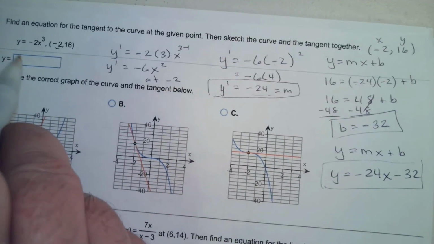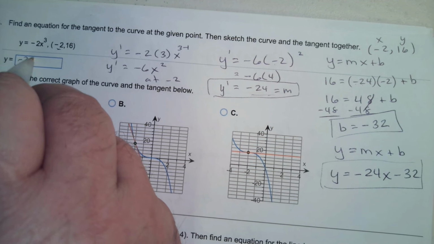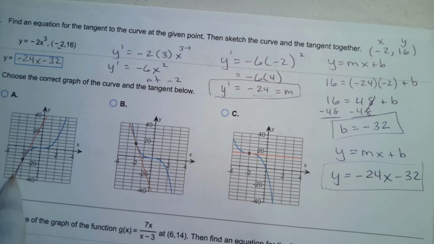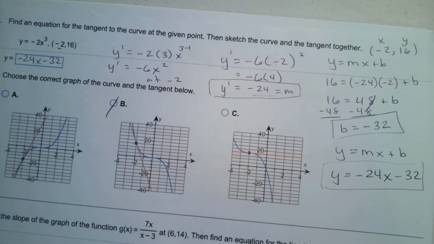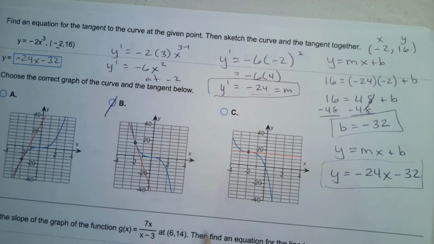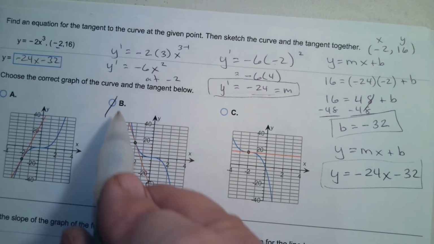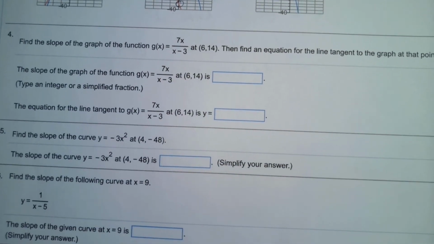So that goes in this box here. -24x minus 32. Now, since the slope is negative, that's not right. This is negative, that's horizontal, so it has to be b. Because the slope has to have a negative intercept of -32, and a negative slope, so that's it. Right, number 4.